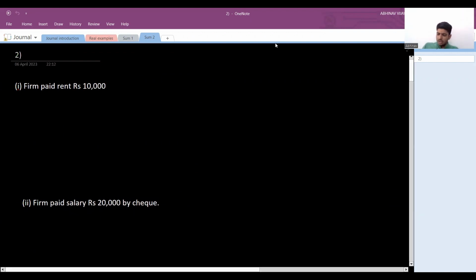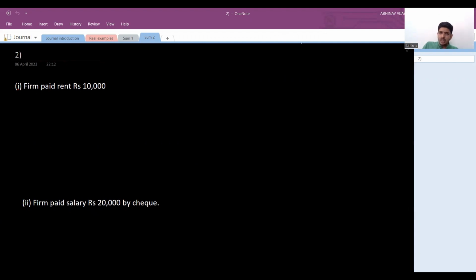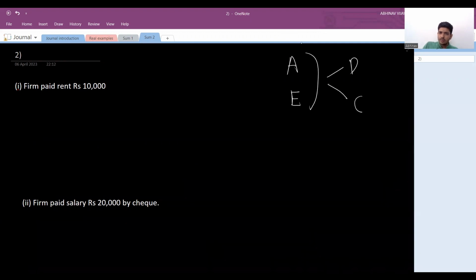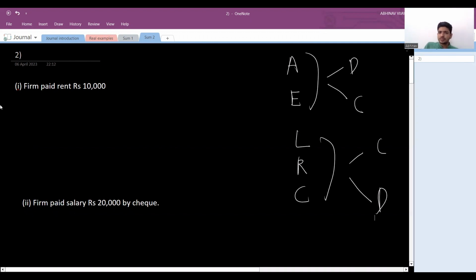Now, always write the super secret technique here. Liability, revenue, capital, when they increase, will be credited. When they decrease, will be debited. Assets, expenses: increases debit, decreases credit. Now, the firm paid rent, rupees 10,000. So, the firm paid rent, rupees 10,000.